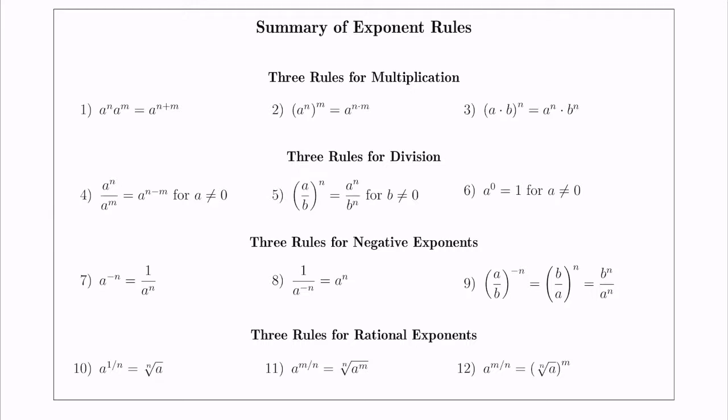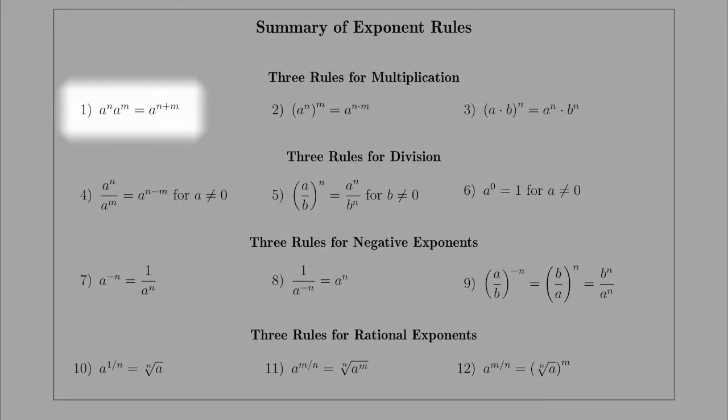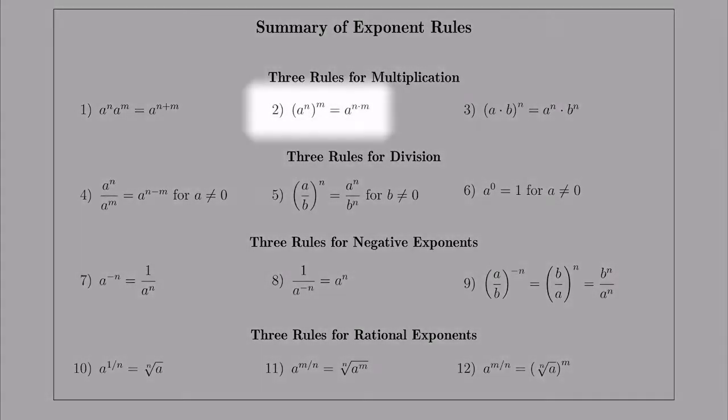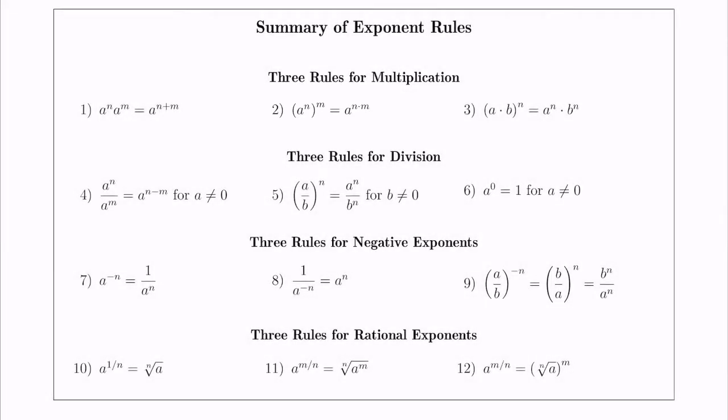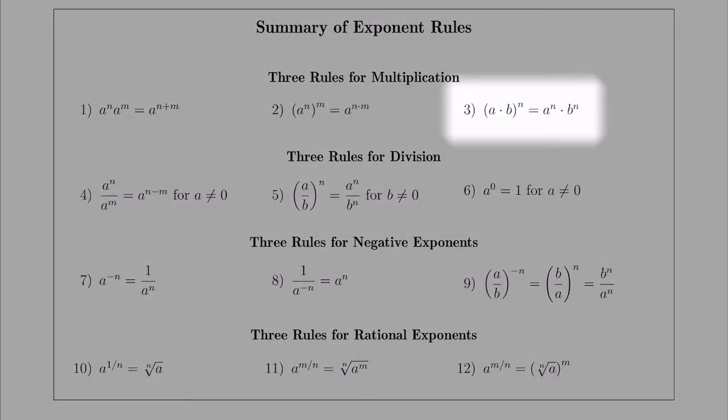This example is simply a summary of the exponent rules that we have covered so far in this book. There are 3 rules for multiplication. The first says if you're multiplying the same base, you can add the exponents. The second says if you have an exponential expression in parentheses raised to another exponent outside the parentheses, you can multiply the exponents. And the third says if you have a product inside parentheses raised to a power, you can apply that power to each factor inside the parentheses.